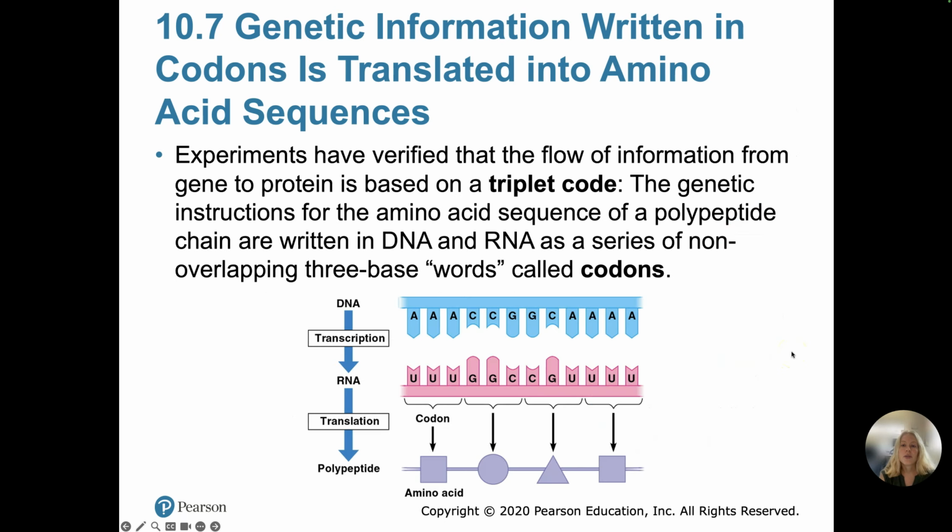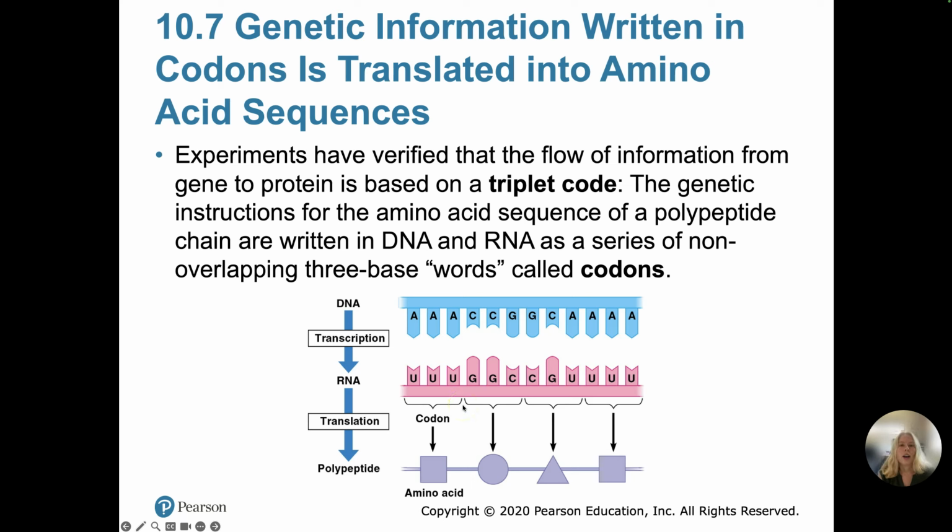Experiments have verified that the flow of information from gene to protein is based on that triplet code that I just mentioned. The genetic instructions for the amino acid sequence of a polypeptide chain are written in DNA and RNA as a series of non-overlapping 3-base words called codons. So this is where those 3-base letters or 3-base words come into play. 3 RNA nucleotides will code for a specific amino acid.